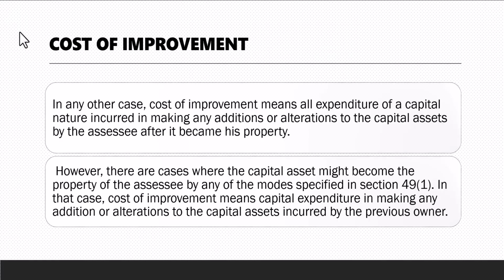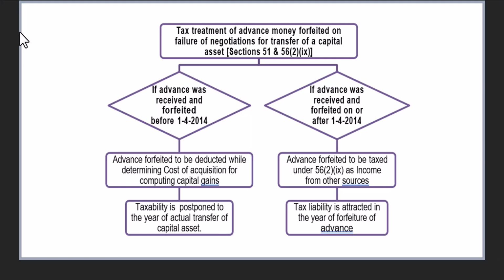So this is the case, tax treatment of advance money forfeited on failure of negotiation. If the advance was received before 1st April 2014, then the cost of acquisition needs to be adjusted for computing the capital gains. In case the advance is received after 1st April 2014, then the money which you received as advance will be taxable in the year itself as income from other sources. Is that clear to everyone?